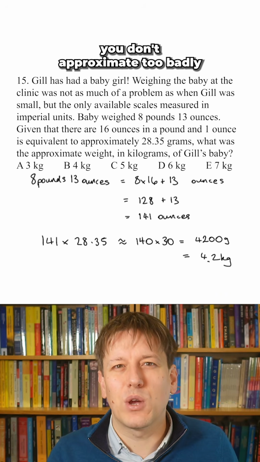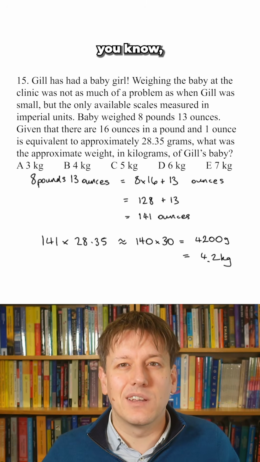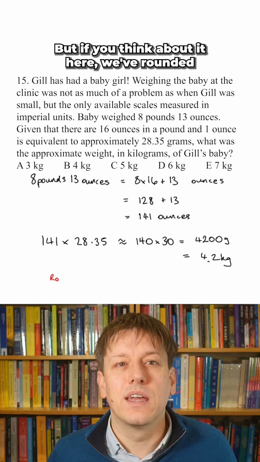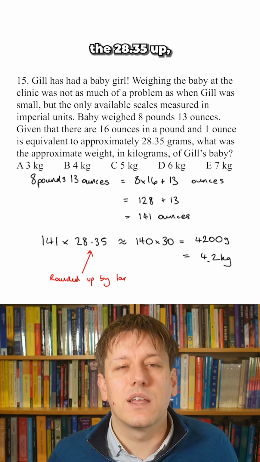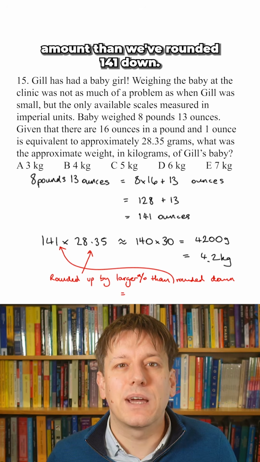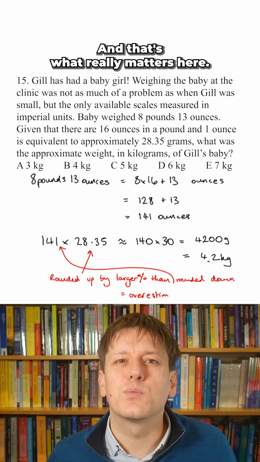And when you're doing these approximations, if you're not sure, if you're in between the two, you really do have to make sure you don't approximate too badly, because you could be so far out that you get to the next answer. But if you think about it here, we've rounded the 28.35 up, and we've done it by a larger percentage amount than we've rounded the 141 down. And that's what really matters here.